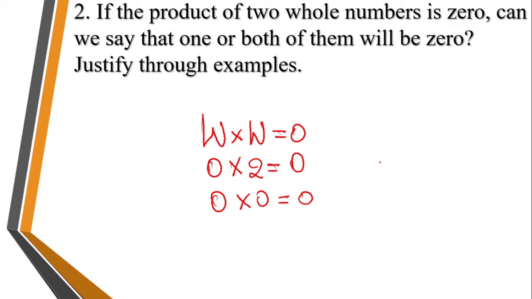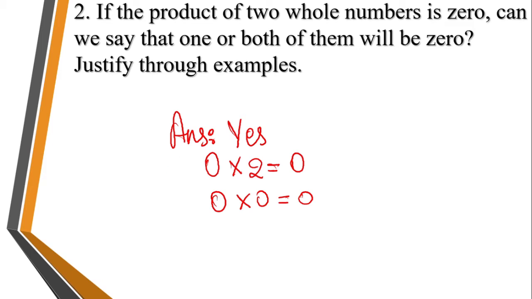Not only this, you can take any number. 0 into 365 is also 0, right? You can take any number and multiply it with 0, and you'll get your answer as 0 only. Now these were the examples. So by seeing this, we can say the answer for this question will be yes. One of them will be 0 or both of them will be 0 if we want to get our answer as 0 when we multiply two whole numbers. So yes is our answer.